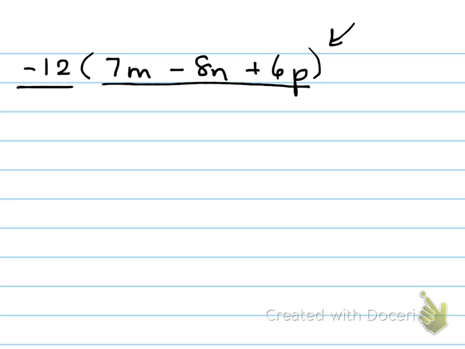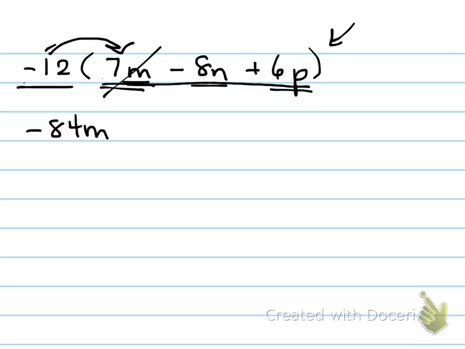How many terms do I have inside? 3, right? There's 1, 2, 3. Good. So I'll take negative 12 times positive 7m first. So negative times a positive is a negative. 12 times 7 is 84. And 84 what's? M. There you go. Done with the 7m.